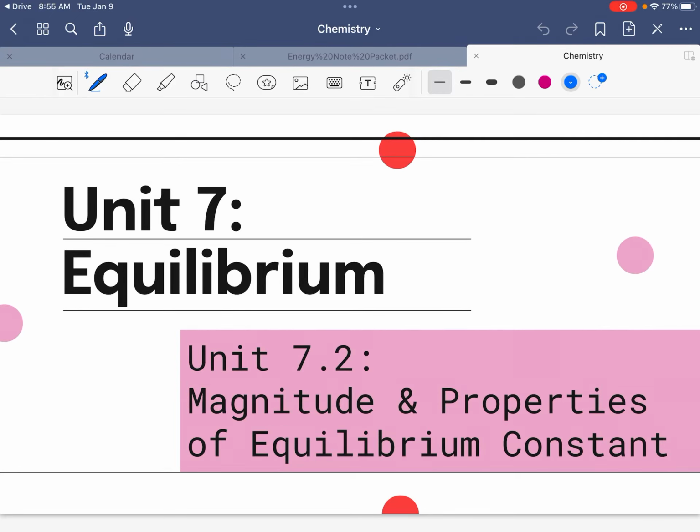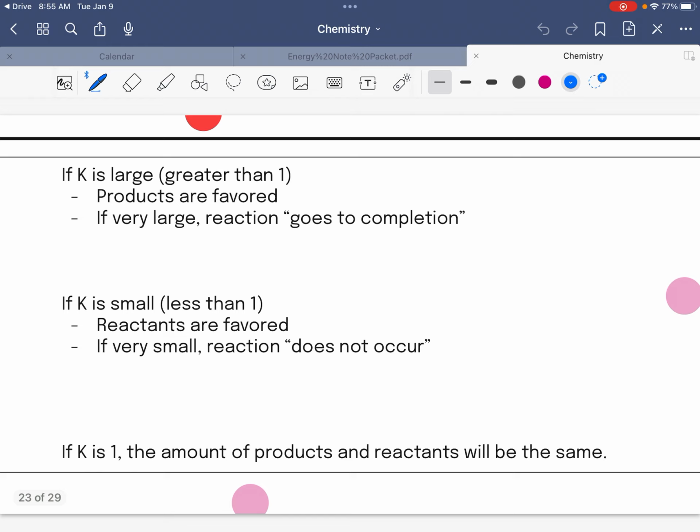This lesson is on Unit 7.2. We're going to be continuing to talk about equilibrium constants, but now we're going to look at what it means if you have a large one or a small one, and then if we have to manipulate equations, what happens to the equilibrium constant. Okay, so to start, let's look at if we have a large or a small k value.